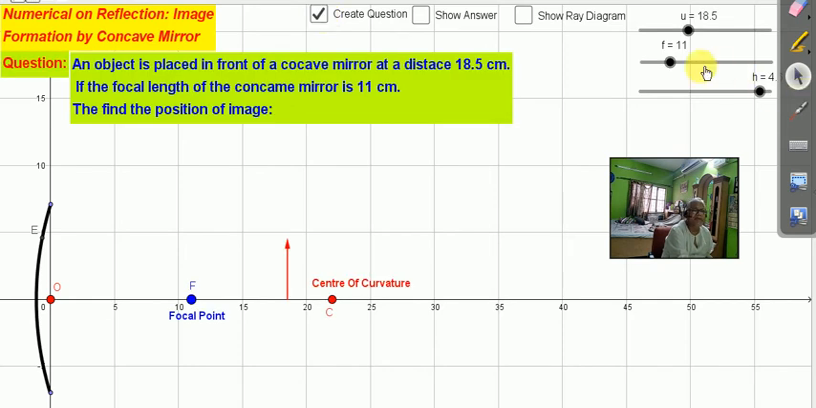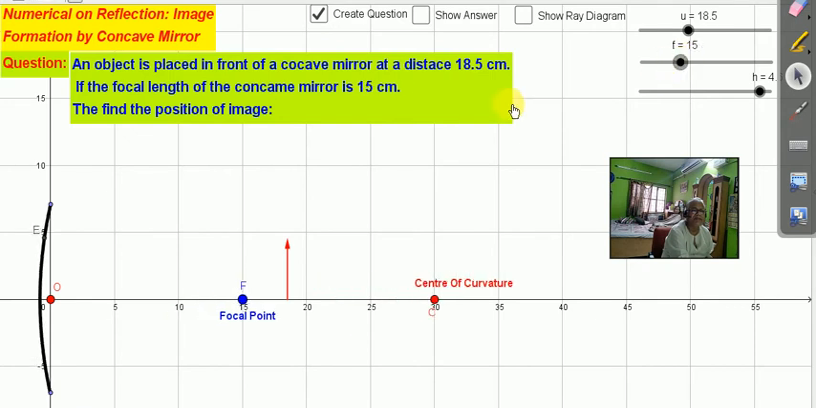In it we choose the focal length. Let us take the focal length as, say, 50. An object is placed at a distance of, say, 22 meter, and the height is, say, 4 or 5 meter; you can increase it. Now we have to calculate where the image will be formed.